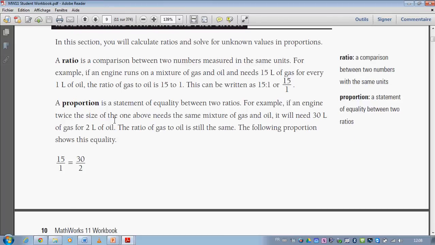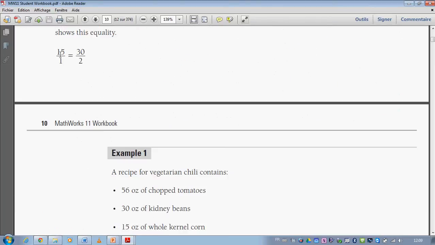So here, for every 15 liters of gas, you've got 1 liter of oil. Well, that also means that for 30 liters of gas, you've got 2 liters of oil. A reminder that when you cross multiply, you take the top number and multiply it by the bottom number. Whenever you go diagonally, you multiply. So 15 times 2 is 30, and then you divide when you go across. So 30 divided by 1 just gives you 30.